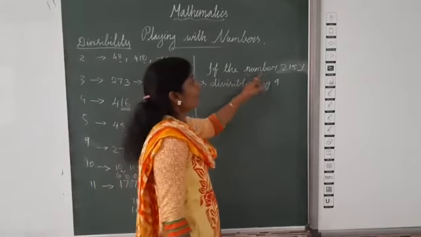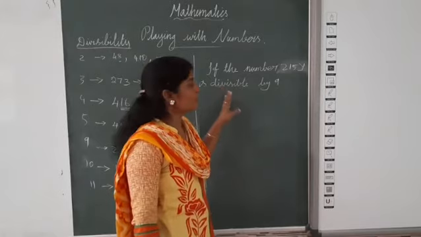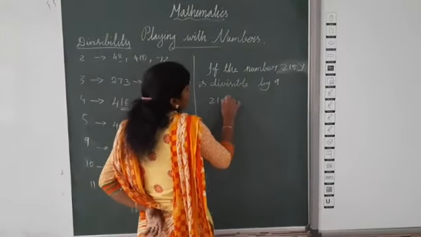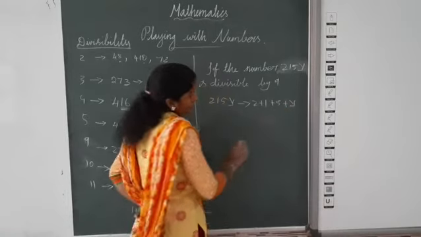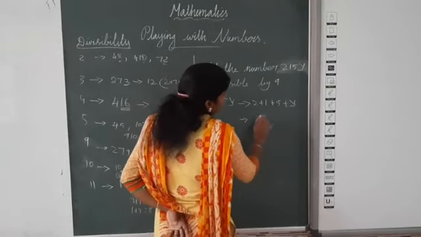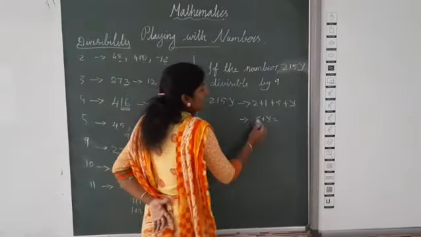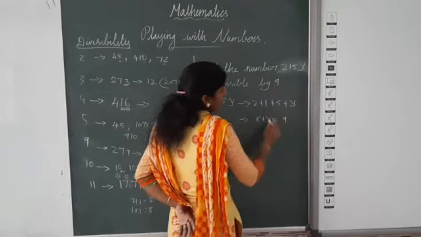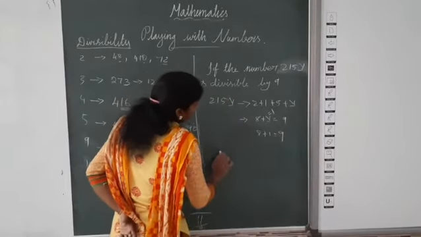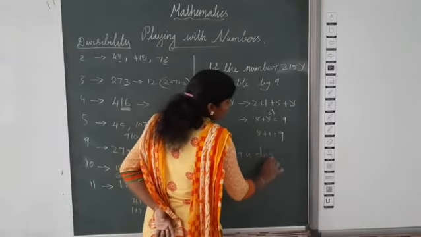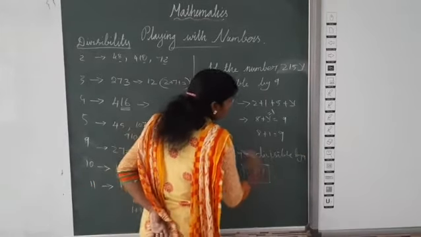Okay. Now if the number 215y is divisible by 9, divisible by 9 means the sum of the digits is divisible by 9. Now listen. 215y. We add the digits: 2 plus 1 plus 5 plus y. 2 plus 1, 3. 3 plus 5, 8. 8 plus y. We need the sum of the digits to be divisible by 9. Here 8 plus 1 means 9. 9 is divisible by 9. So we take y is equal to 1. So 2151 is divisible by 9. So what's the answer? y is equal to 1.